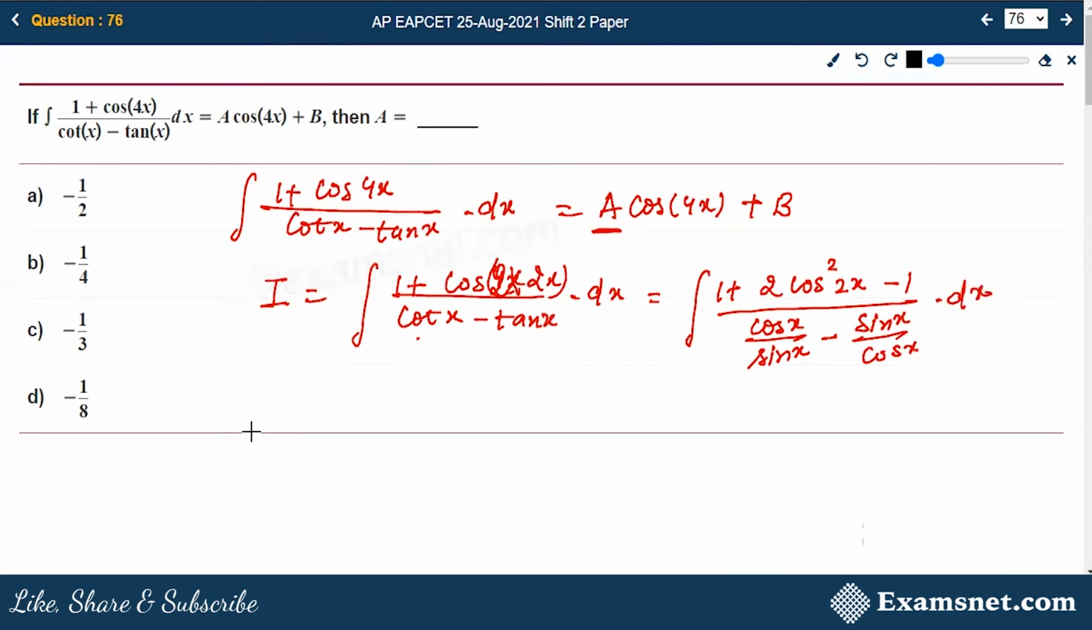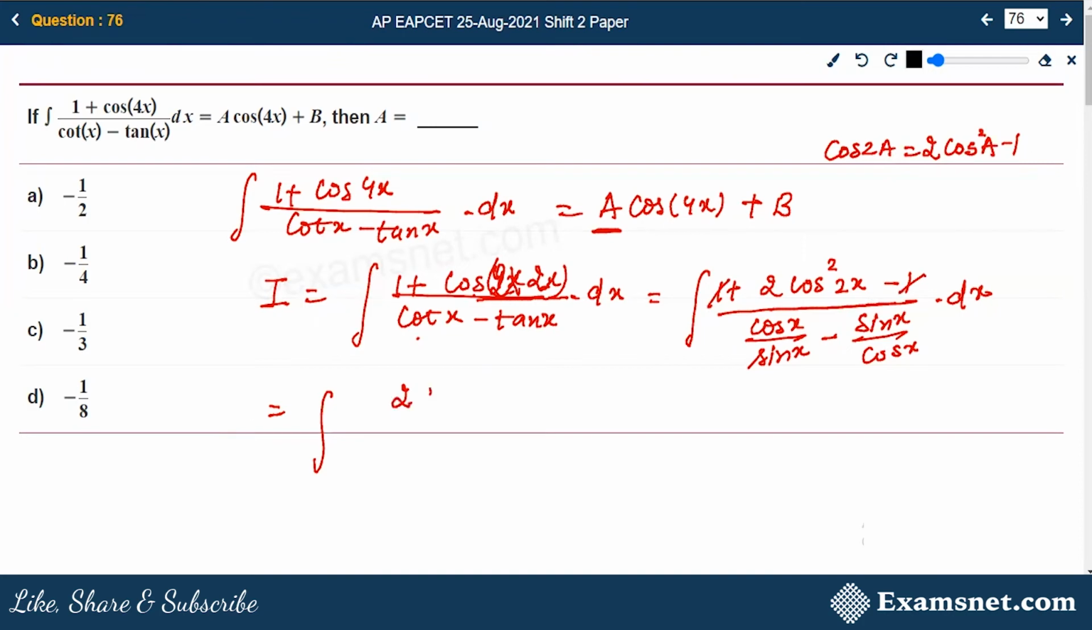Also over here, cos of 2 into 2x will be 2 cos square 2x minus 1, because you know this formula, cos of 2a is equal to 2 cos square a minus 1. Using the same formula, cos of 2 into 2x is equal to 2 cos square 2x minus 1. So now this will become integral of, this 1 and 1 will get cancelled.